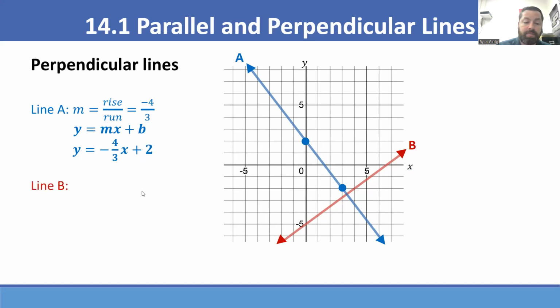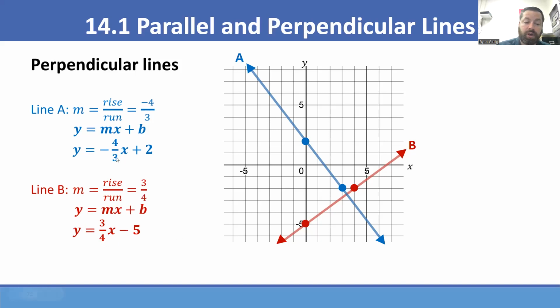For the red line, or line B, let's find the slope again. So it's going to be up 1, 2, 3, right 1, 2, 3, 4. So my slope is 3/4. Plugging that in, I get y equals 3/4 x plus -5.